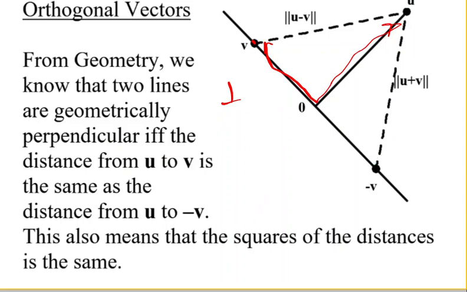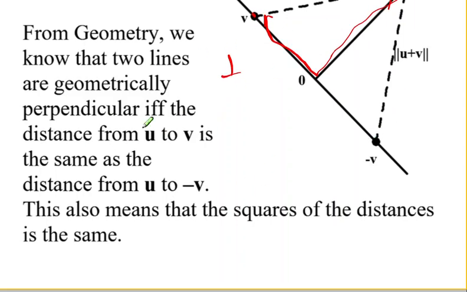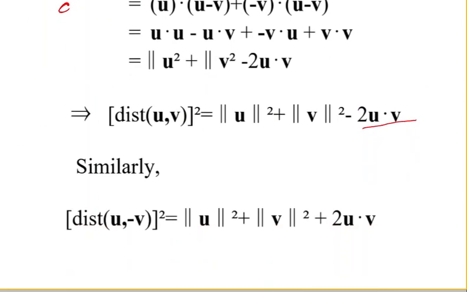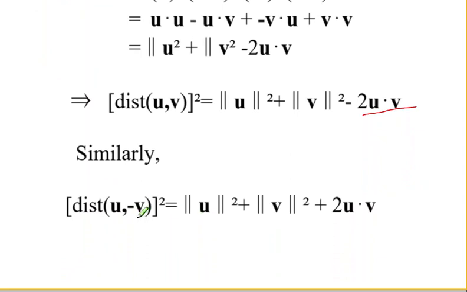So the squares of the distances are the same. Those two hypotenuses are the same, u plus v and u minus v. So I'm really not going to go into it, but the distance squared is kind of like our c squared, the distance between u and v. It's going to be the magnitude of u squared plus the magnitude of v squared minus 2uv. And if I did the negative, it would come out to be those magnitudes squared plus 2uv.